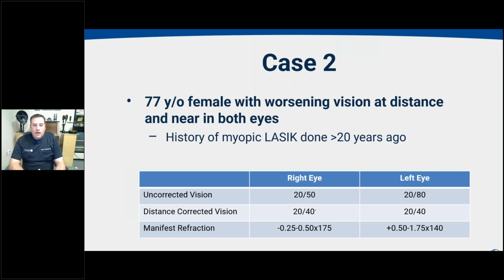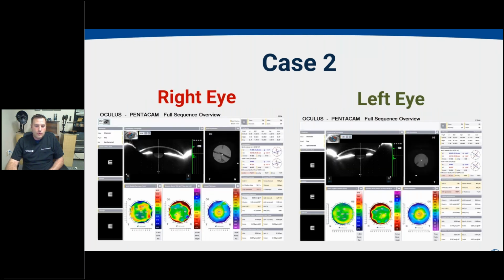In our next case, a little bit more of a typical cataract scenario, but still a post-LASIK case. This is a 77-year-old female who experienced worsening vision, typical distance and near change in both eyes. She had myopic LASIK also done more than 20 years ago, kind of a repeated pattern here. Overall, a more typical cataract scenario. The corrected vision really doesn't improve better than 20/40 in either eye. Minimal refraction, a little more astigmatism in the left than the right, but not much to note there.